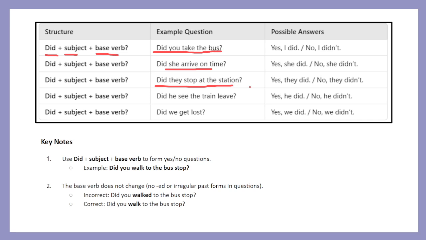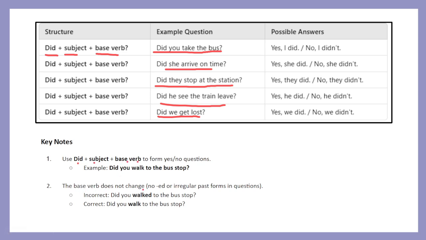Did they stop at the station? Yes, they did. No, they didn't. Did he see the train leave? Yes, he did. No, he didn't. Did we get lost? Yes, we did. No, we didn't. So did, subject, base verb.